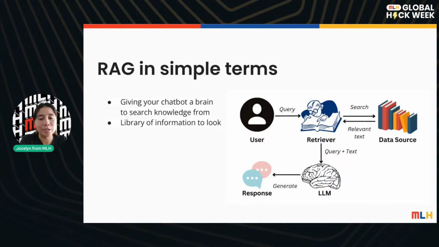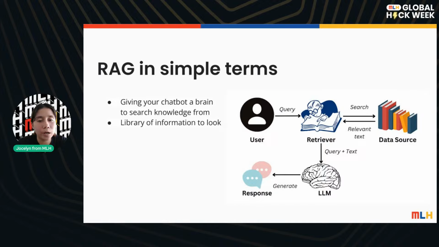So RAG in simple terms, we have a nice diagram in here. Let's say that you want to give your chatbot a brain to search knowledge from, and it can also be a library of information to look up. So in here, this pipeline is really self-explanatory. So we have a user, right? This user could be me, this user could be you, or anyone.